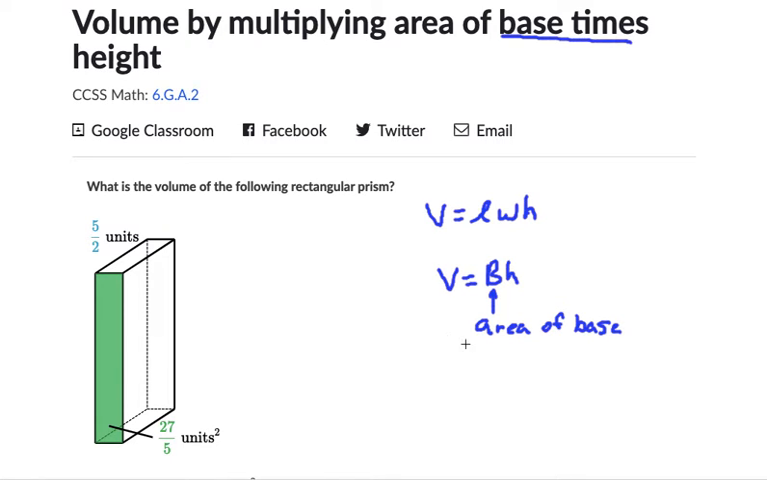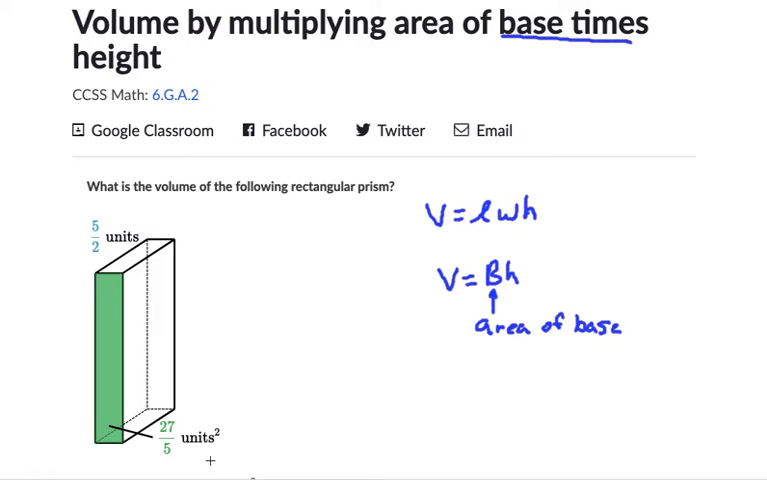And this formula is used for other prisms, like right cylinders and stuff like that too. You can find the volume of those if you know the area of the base, by using this formula. So this formula is used a lot. Let's go ahead and do it with this example.